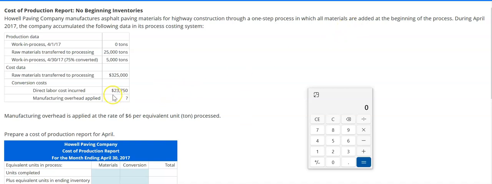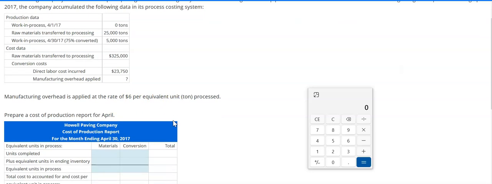So they give us the direct labor cost incurred, and then it looks like we're going to have to solve for manufacturing overhead applied. And we can't do that in this box. There's no way to enter that information. But we've got the information that we need right here for later. It says manufacturing overhead is applied at a rate of $6 per equivalent unit, in this case, ton processed.